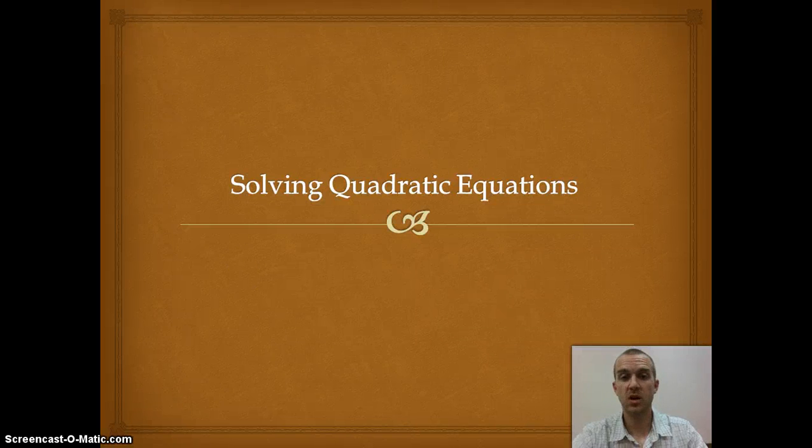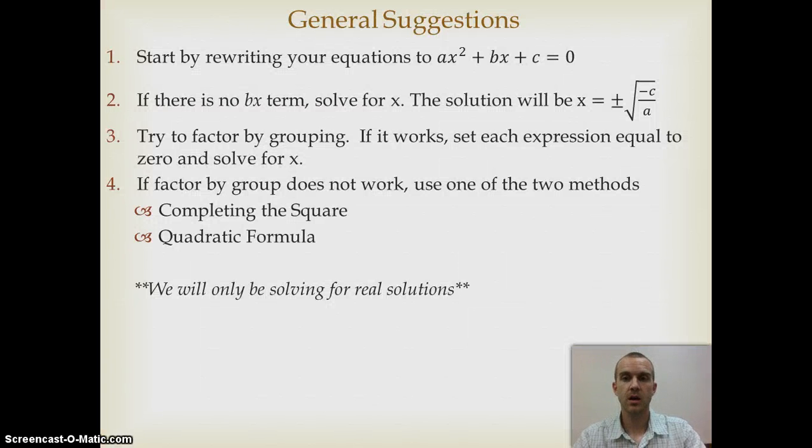In this video, we'll explore solving quadratic equations. Now, some general suggestions. First, it helps to rewrite your equations so that they're ax squared plus bx plus c equals 0. If you don't have that bx term, then it becomes much easier to solve because it's just typically a two-step equation where you take the square root in the end, and you're going to end up with plus or minus the square root of typically negative c over a.